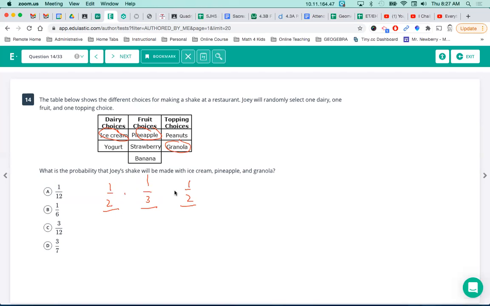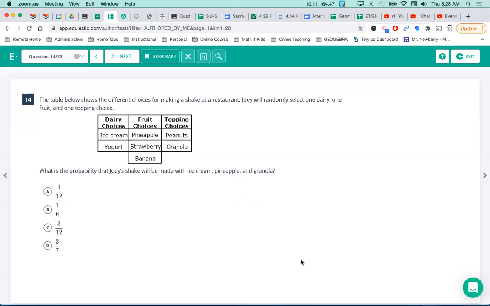All right. So we should be able to multiply straight across. Looks like there's a 1 in 12 chance of that happening. So we would go over here and click on 1/12. Same idea though. You got your 3 separate options here, and you got to look at the probability of each one of those things happening. And then for them to all happen at the same time, you would multiply those probabilities together. All right. Let's go through one more here.